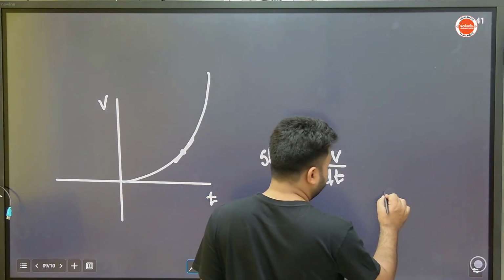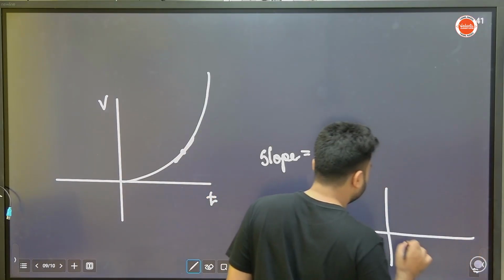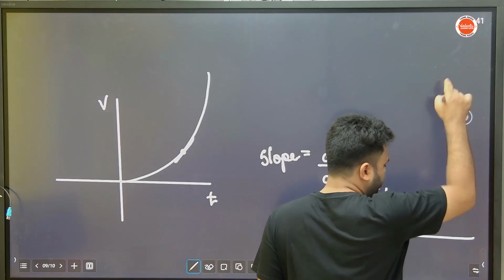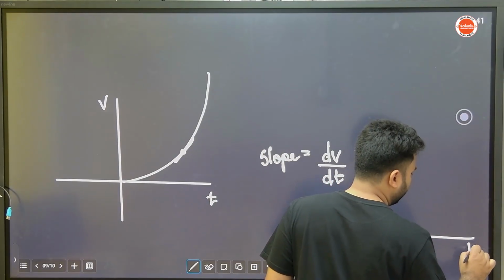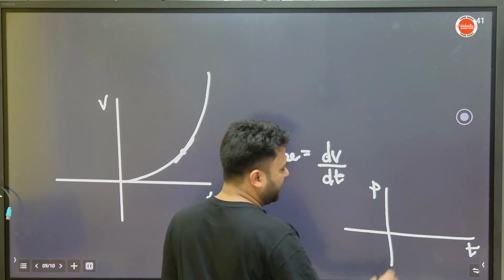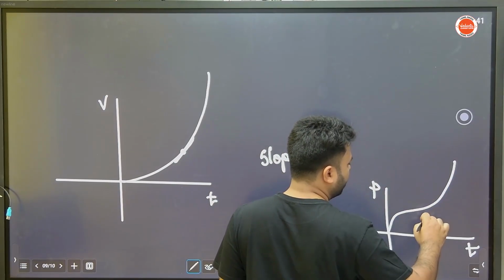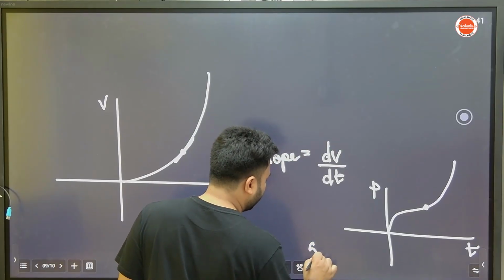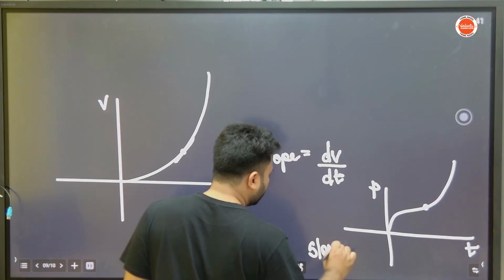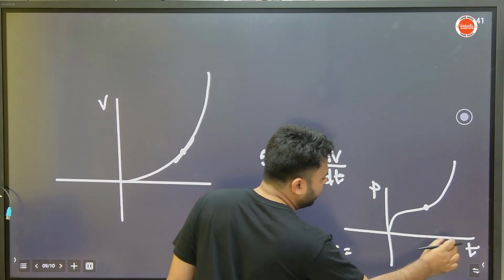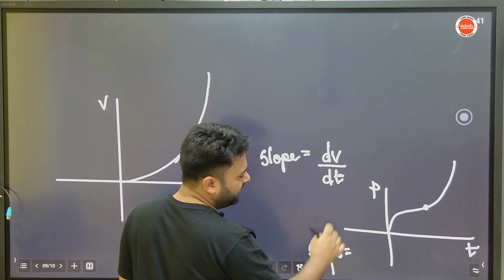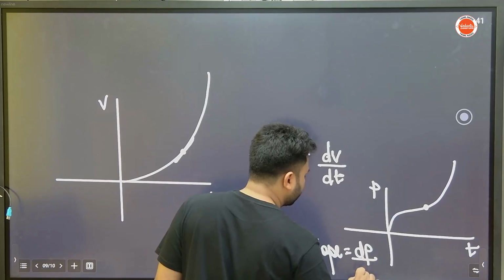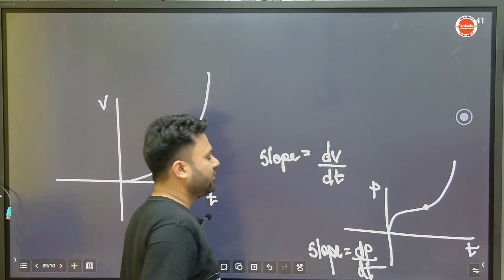Similarly, if someone gives this is P, this is suppose T. So here any graph is there, and if I ask what is the slope, what will we write? Slope equals dy by dx. So in place of y we have P, in place of x we have T. So we will write dp by dt. As simple.